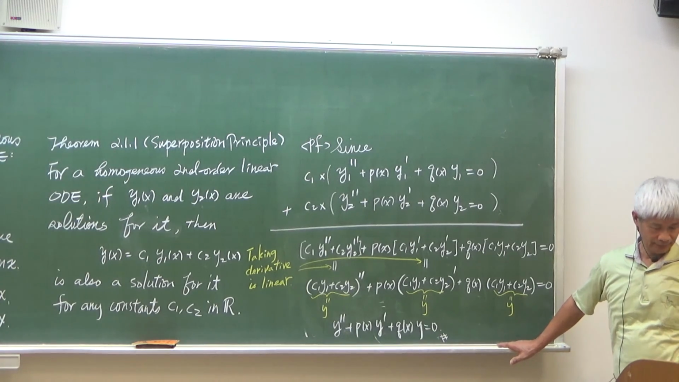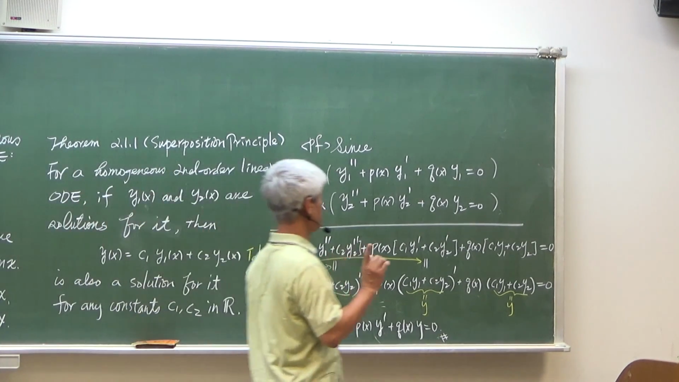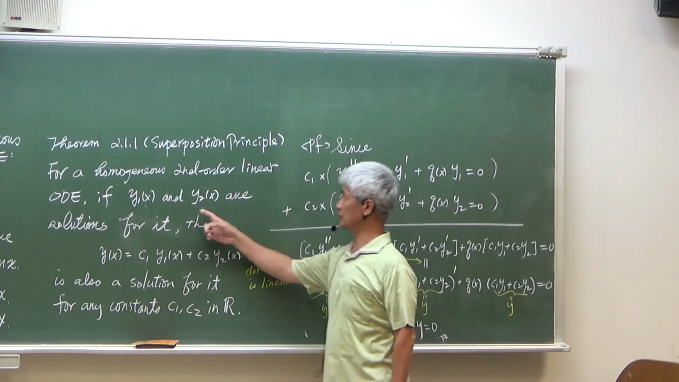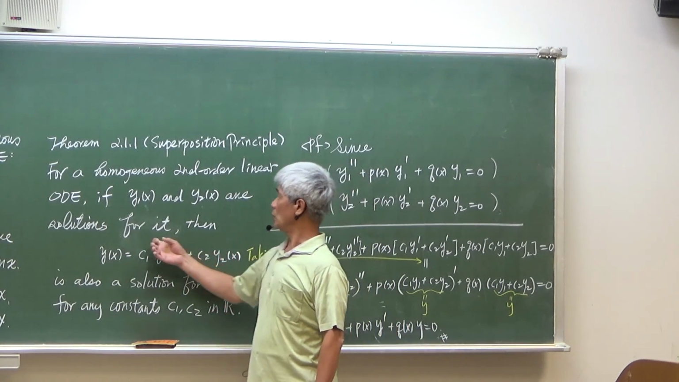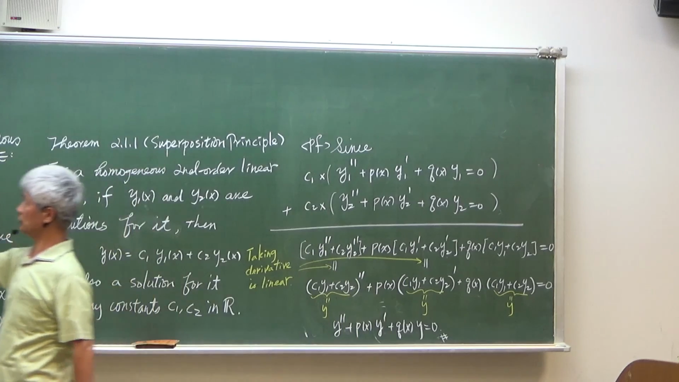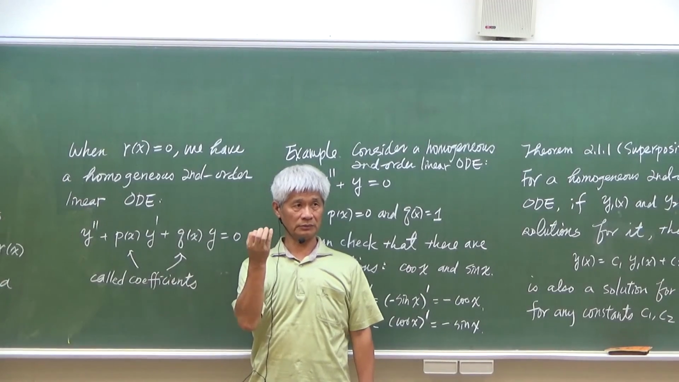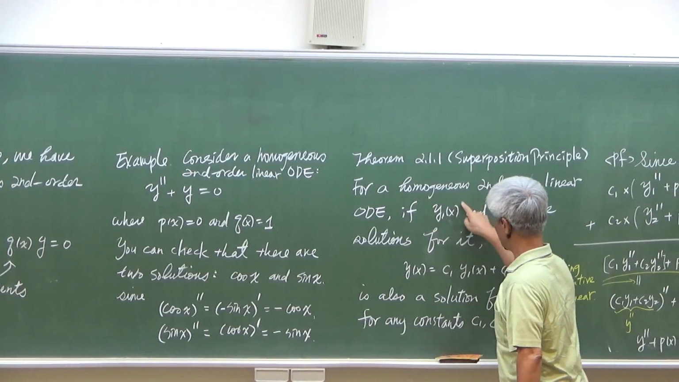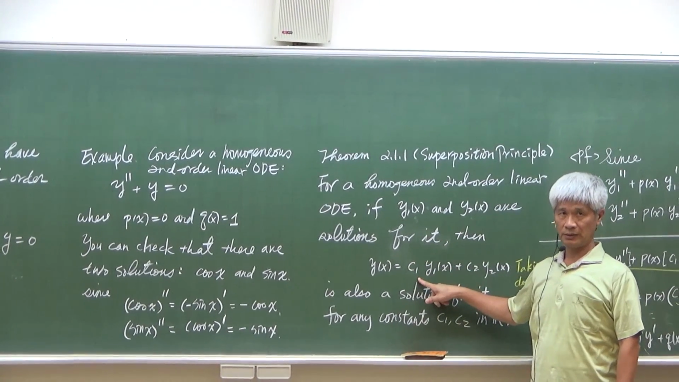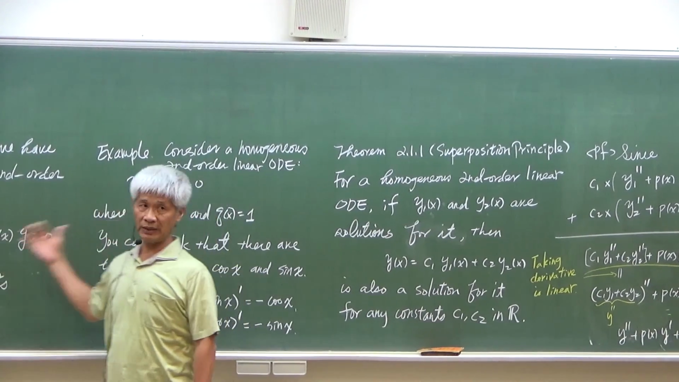So we can see, once we find two solutions, we can find infinitely many solutions. Even though we know the trivial solution, the zero function, must be a solution, right? Once we have a solution, we can multiply with any constant, and we have infinitely many solutions.